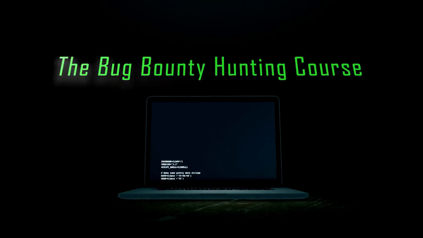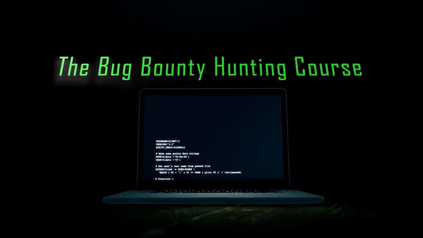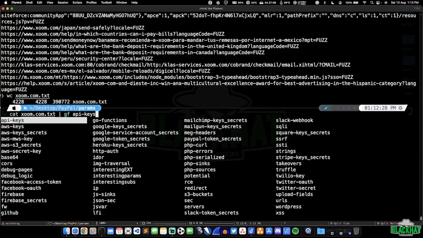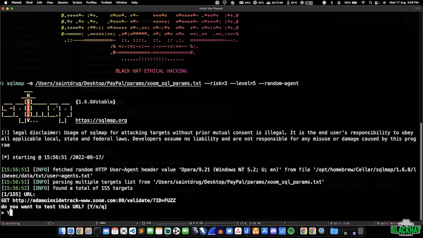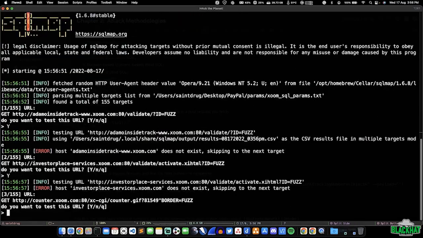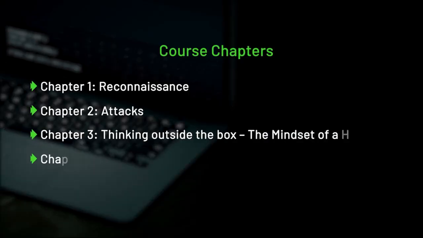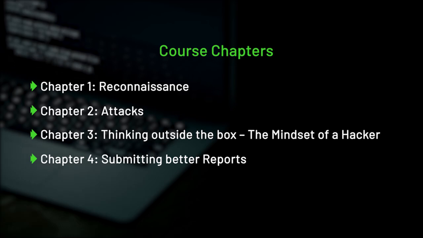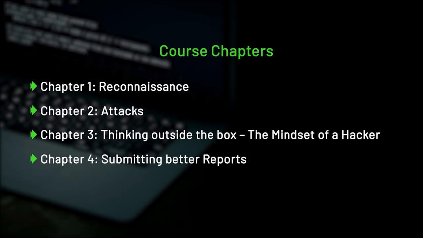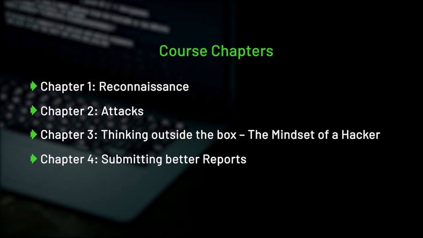A practical guide to hacking techniques for bug bounty hunters. The Bug Bounty Hunting course consists of 8 hours of online training. It covers all bug bounty hunting methodologies used by BHEH, consisting of 4 chapters, starting from reconnaissance, going into attacks, learning how to think outside the box, and creating comprehensive and structured reports.